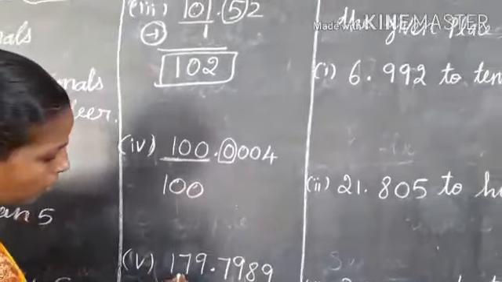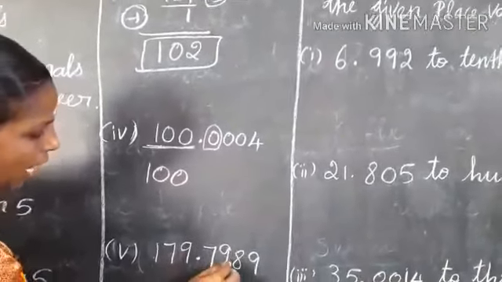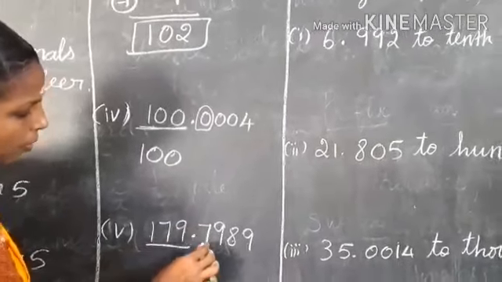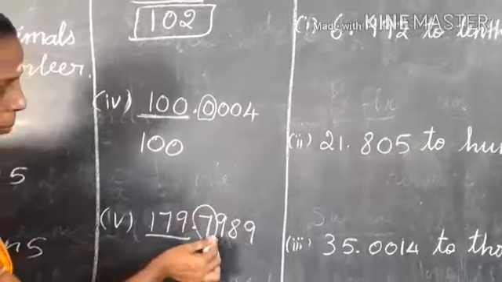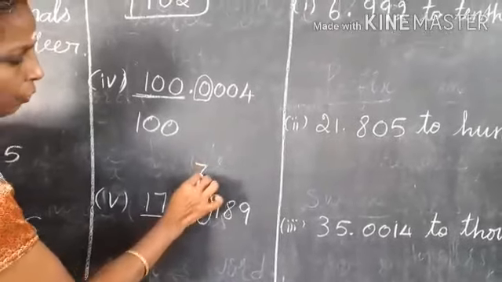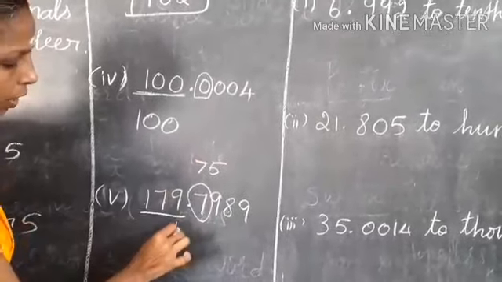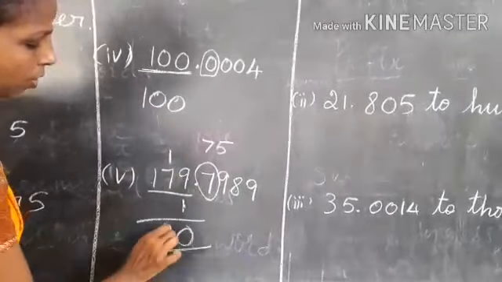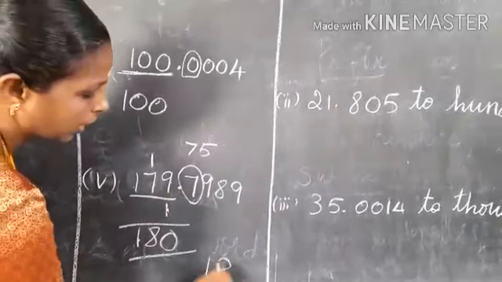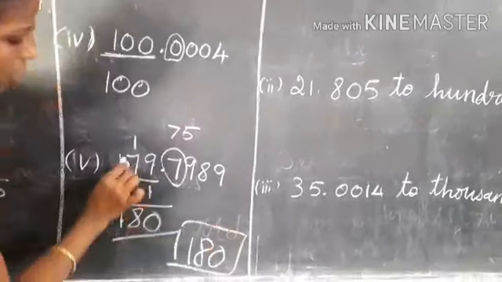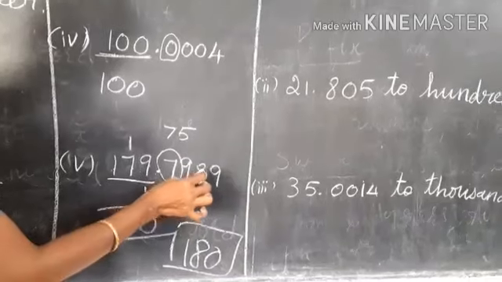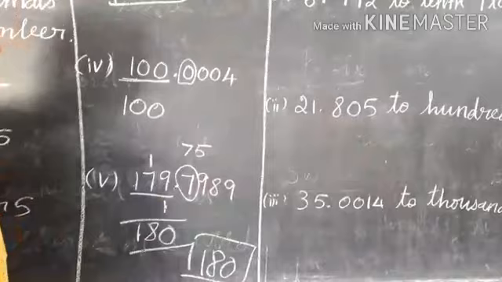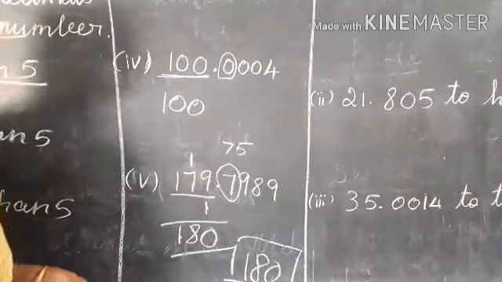One more example, 179.7989. Underline the whole number 179. Compare the next digit on the right side, that is greater than 5. So we have to add 1 to the underlined digit. 9 plus 1, 10, carry 1, 8, 1. So 180 is the rounded value of 179.7989. After rounding that, we can ignore the 4 decimal places. However many decimal places there are, we can leave them.